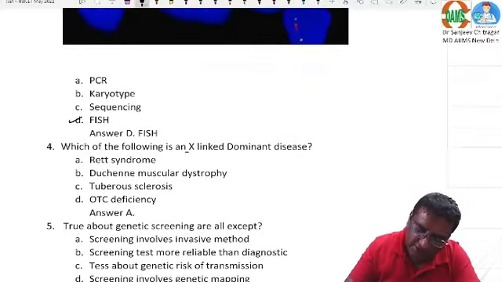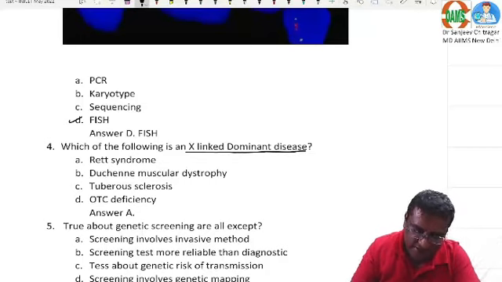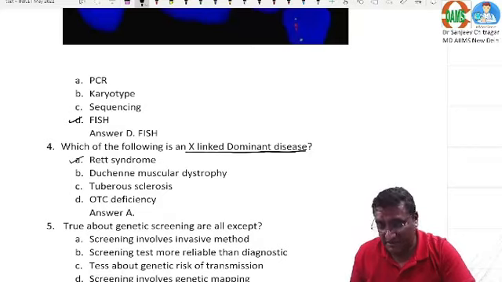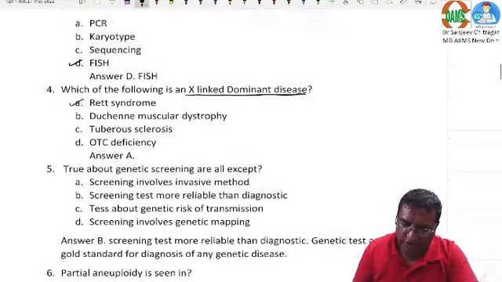Which of the following is an X-linked dominant disease? This has been detailed in pediatrics. They have discussed all these diseases. Rett syndrome is the answer here, right? We'll not get into detail of it.